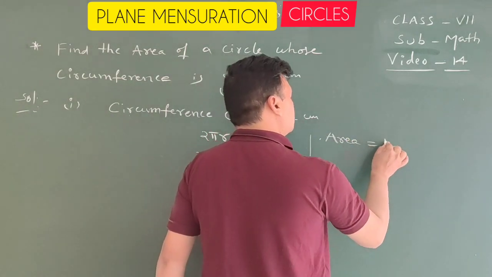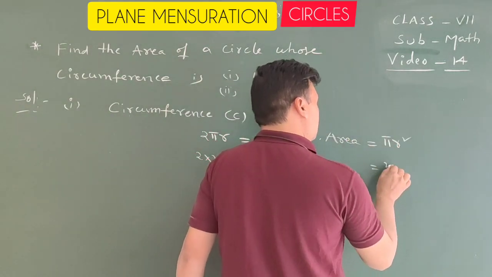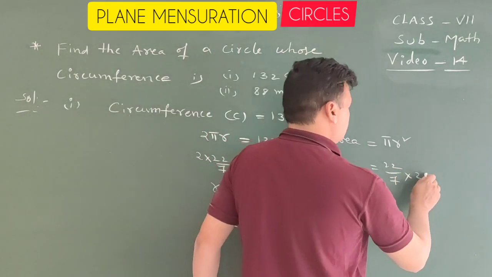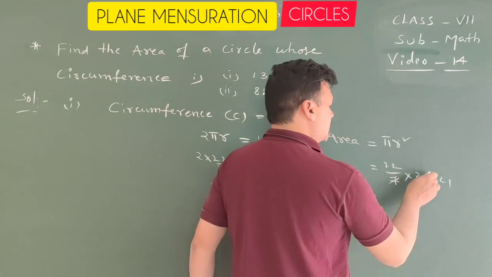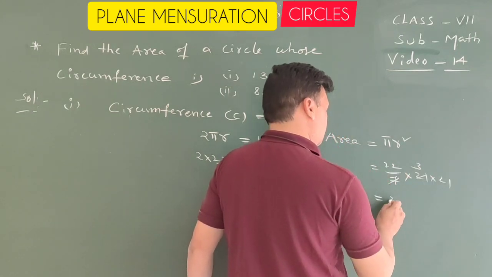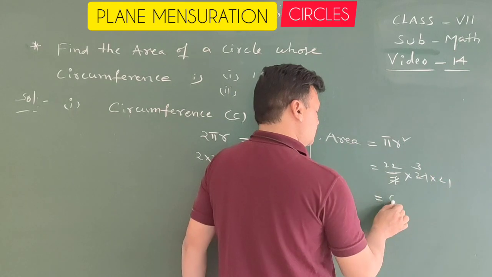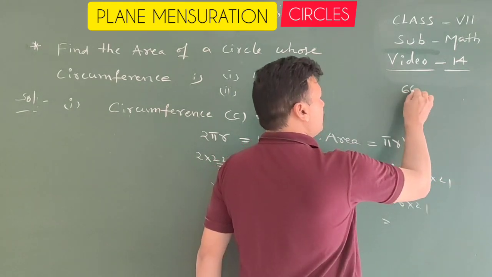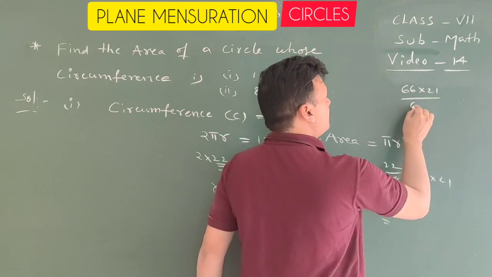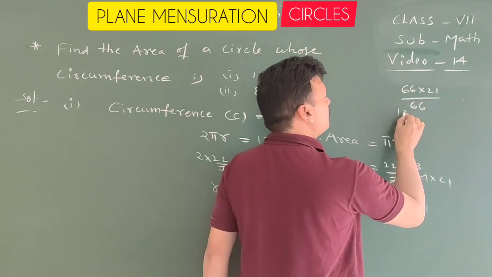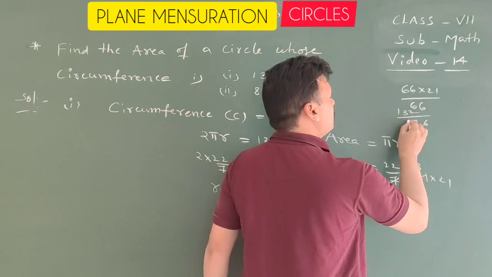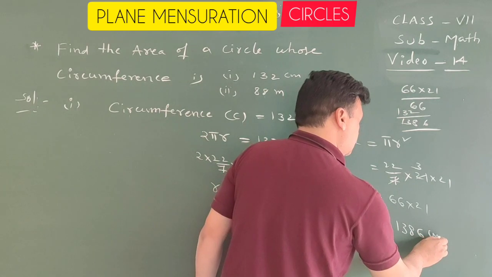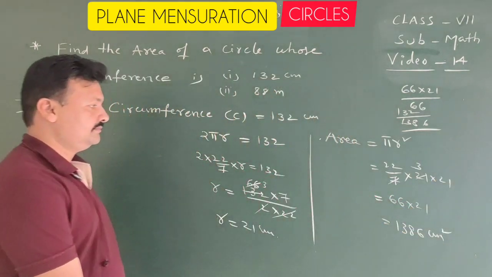Therefore, area equal to pi r square. Here pi means 22 by 7. R is 21. So 21 into 21. Here 3 times. 22 3s are 66 into 21. We have 1386 centimeters square.